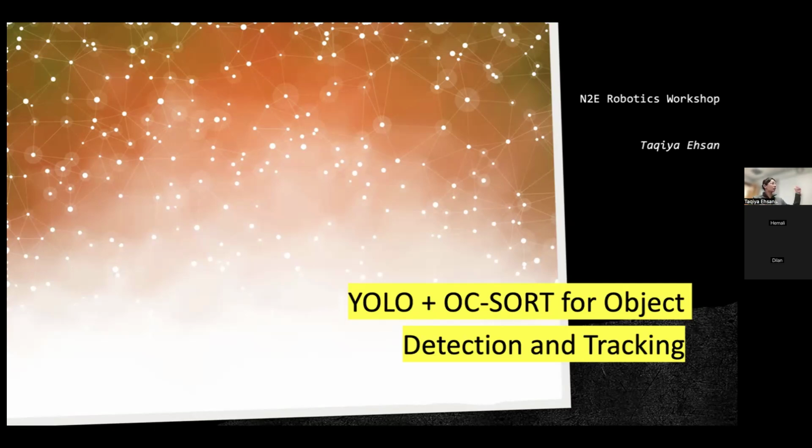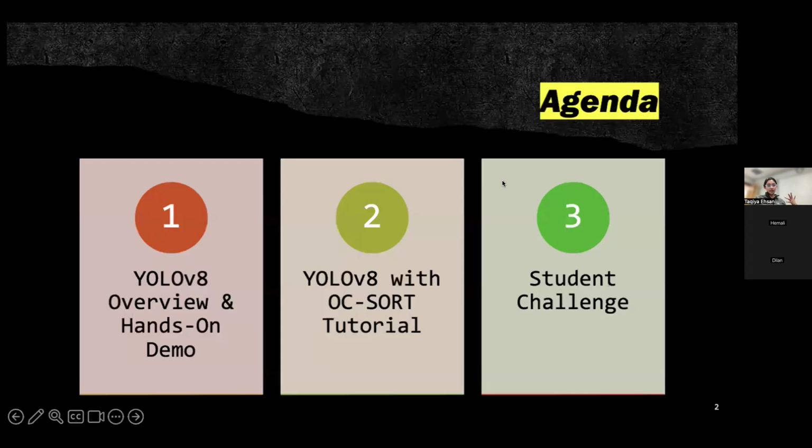We're going to work with YOLO and OC-SORT for object detection and tracking. So this is the agenda today. The first thing we're going to do is a YOLOv8 overview and a hands-on demo. The second part is going to be YOLOv8 with OC-SORT, which is the detection and tracking, the tracking algorithm. And the third one is a challenge, more like you trying to tweak the code and do something on your own. Hopefully we can get to the end.